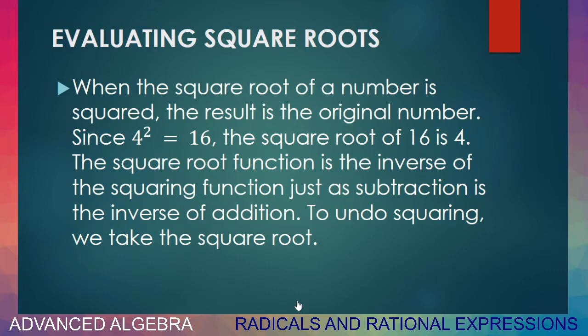So, the square root function is the inverse of the squaring function, just as subtraction is the inverse of addition. So, yung square root function ay kabaliktaran ng squaring function. Kumbaga, yung ini-square natin yung number, yun yung kabaliktaran ng square root function. As subtraction is the inverse of addition. Yun nga, kabaliktaran ng subtraction is si addition. So, to undo squaring, we take the square root. So, para malaman natin or matanggal natin yung radicals or the square root, tinatanggal natin or kinukuha natin si square root.